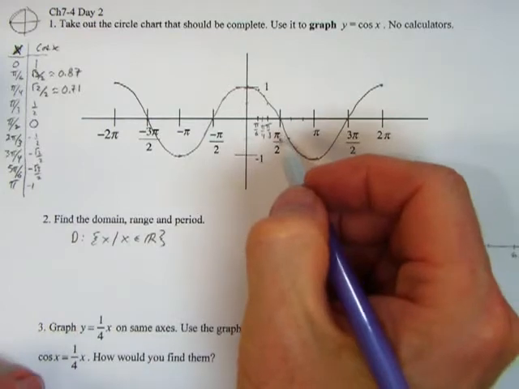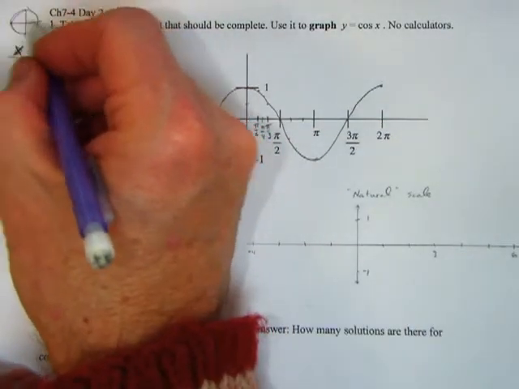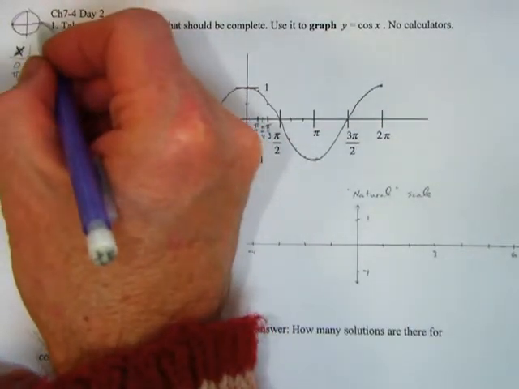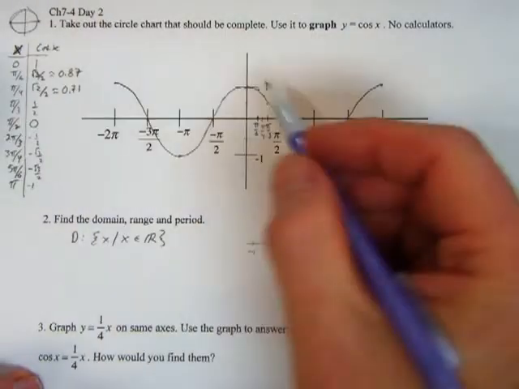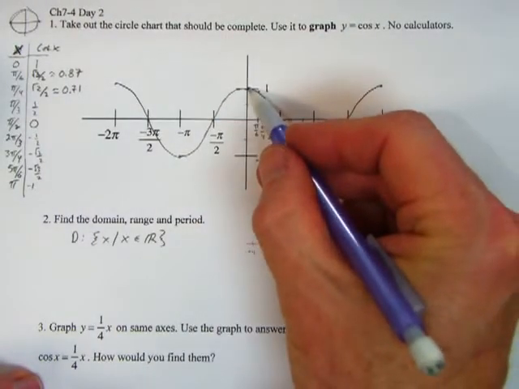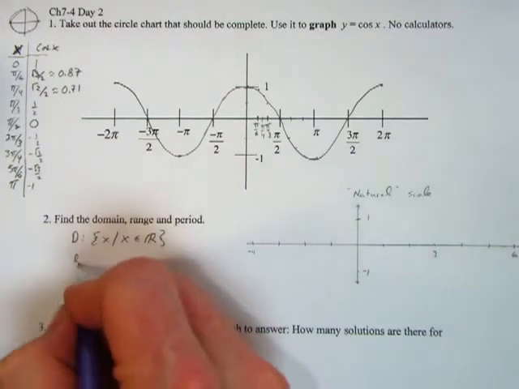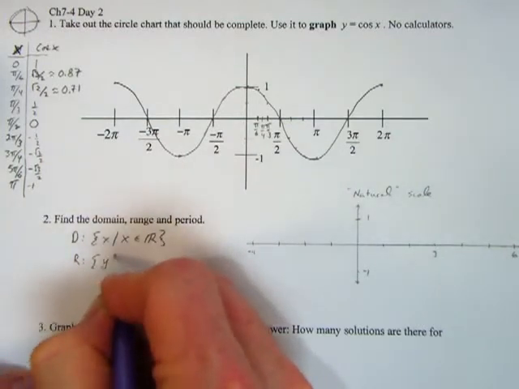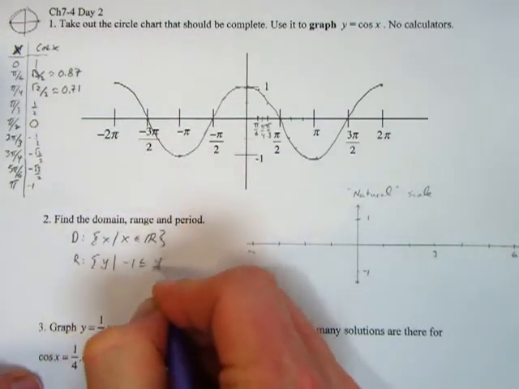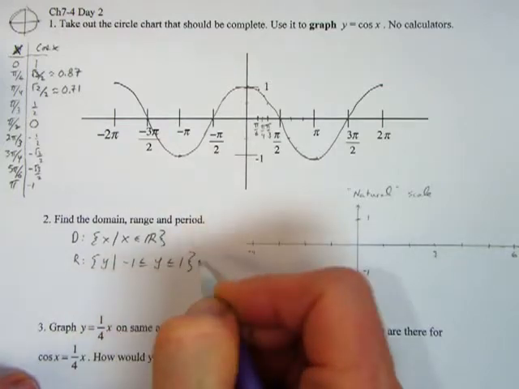What's the range? Well, we can look at the x values of our unit circle. The very highest is 1, the very lowest is -1. We can also see that in our graph. The high is 1, the low is -1. So our range is between -1 and 1 inclusive.